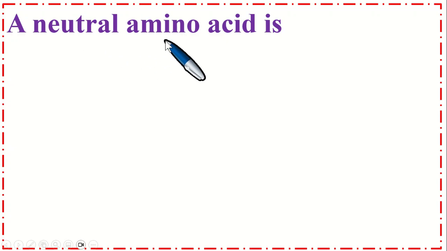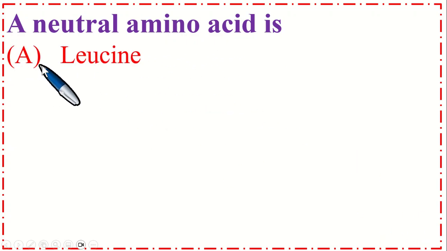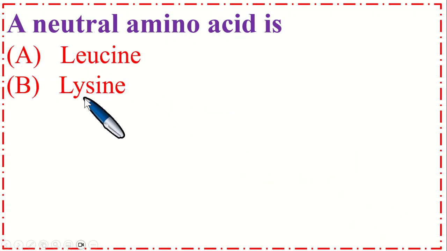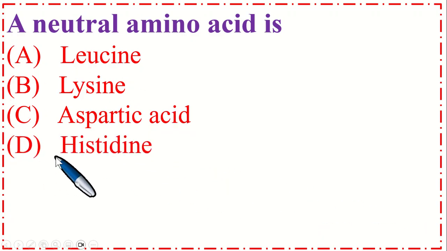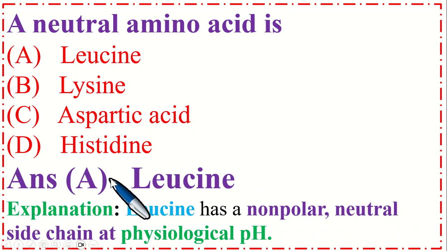A neutral amino acid is option A, leucine, B, lysine, C, aspartic acid, and option D, histidine. So the correct option is A, leucine. Leucine has a non-polar neutral side chain at physiological pH.